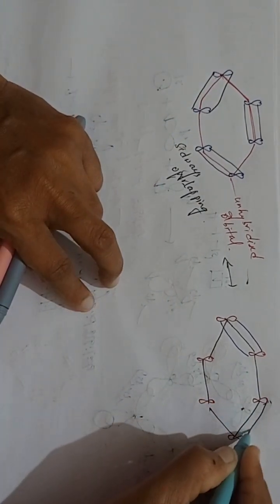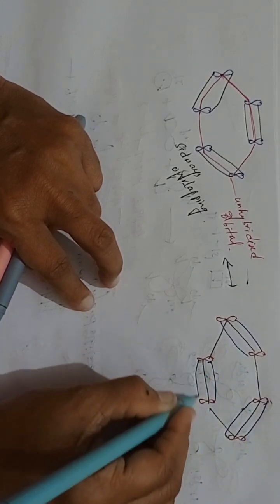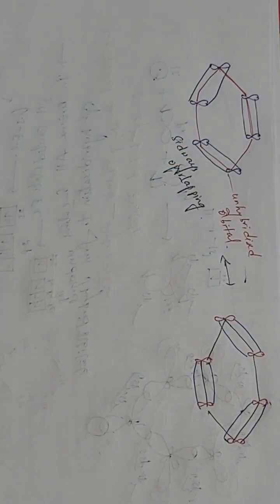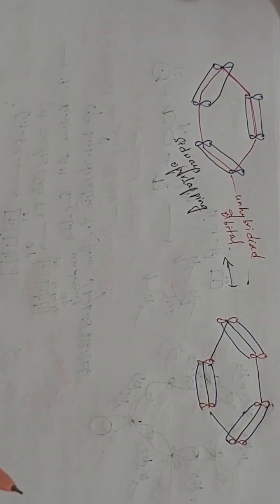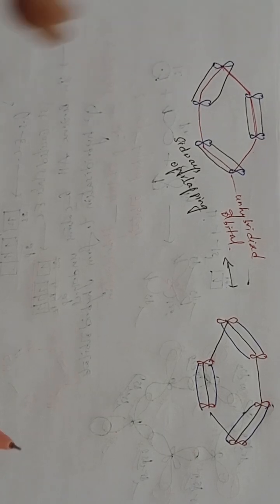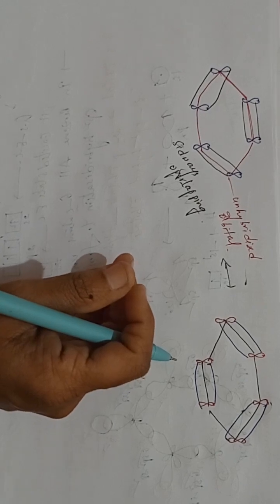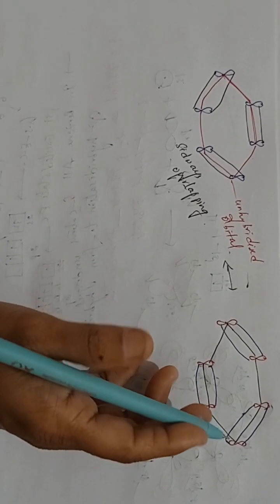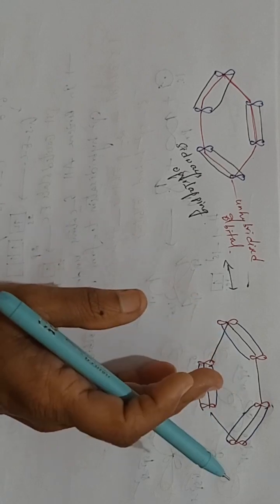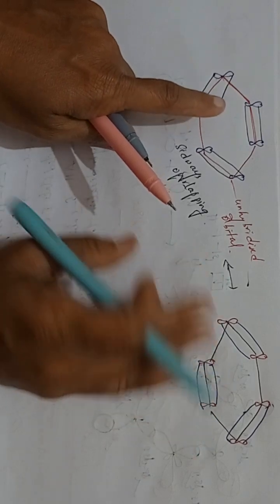Next, this lobe undergoes sidewise overlapping with this one. Are you following? So like this, in two different ways, the unhybridized orbitals undergo sidewise overlapping. This causes resonance to take place. And the pi electrons are completely delocalized. So from these two structures, we can write one resultant structure.